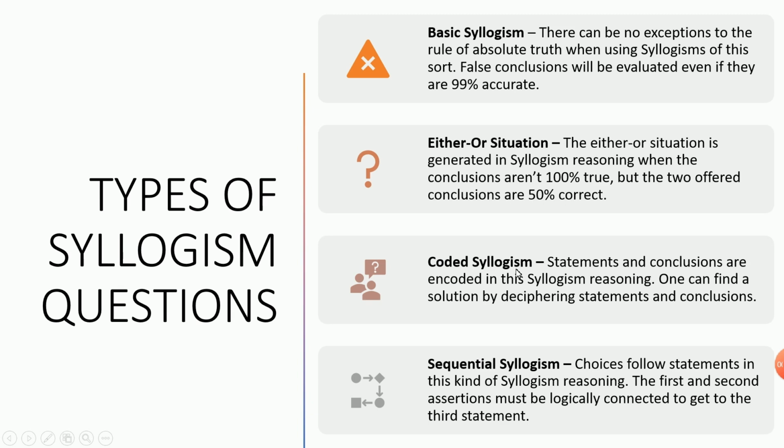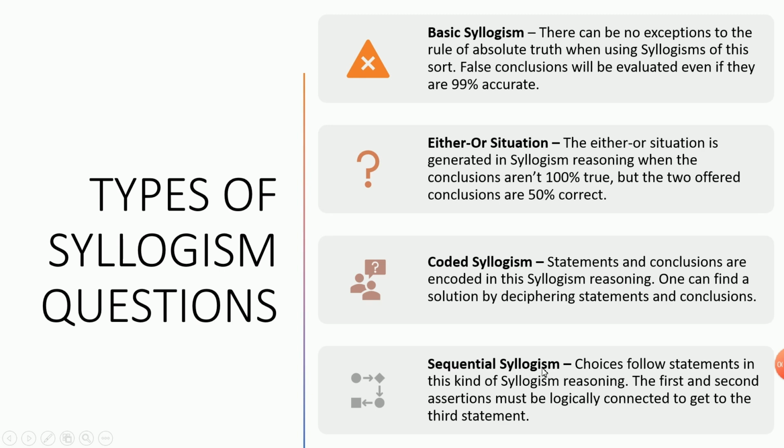Next is coded syllogism. So here statement and conclusions are encoded in the syllogism reasoning. Just like we draw, we are drawing circles in the Venn diagram. We are trying to form a certain code and we are trying to decipher or decode the statements and conclusions. So that is the coded syllogism.